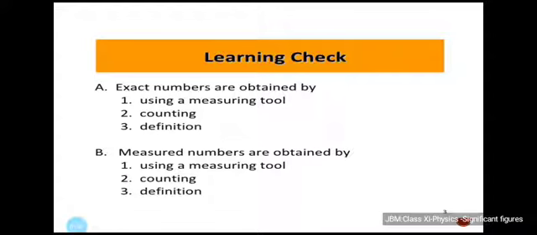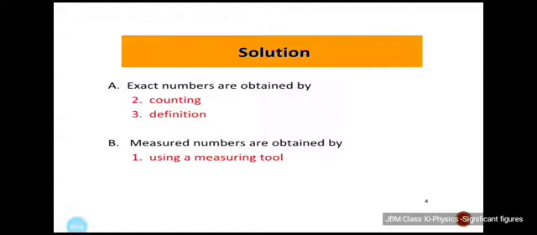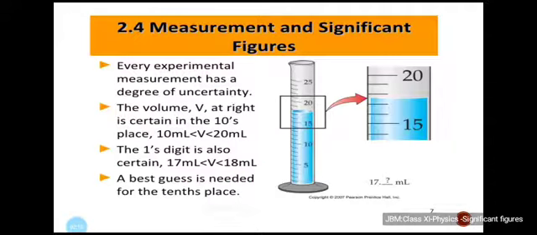So, exact numbers are obtained by counting. Measured numbers are obtained by using a measuring tool. So, measurement and significant figures.